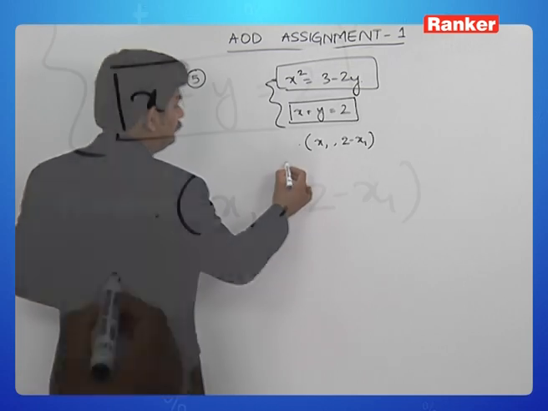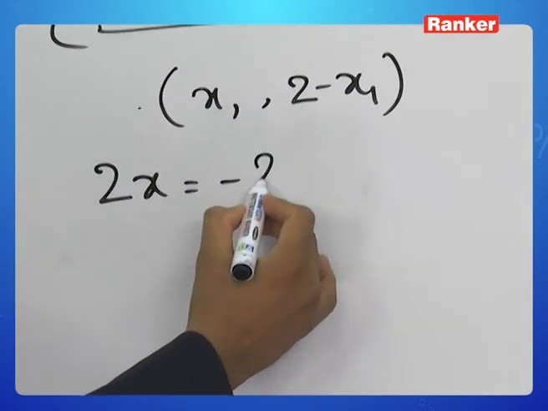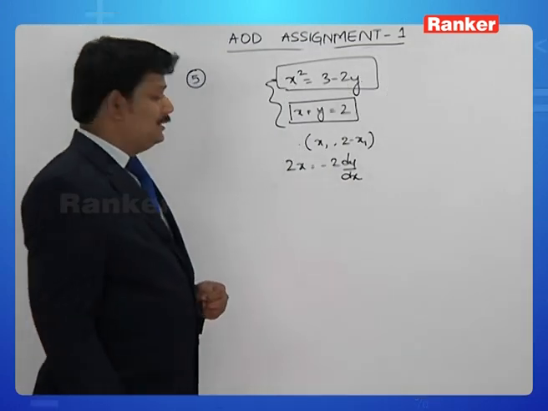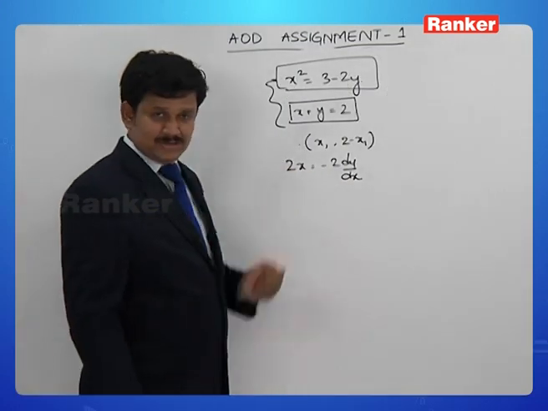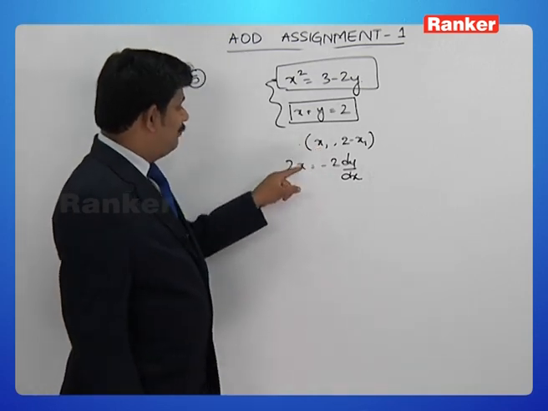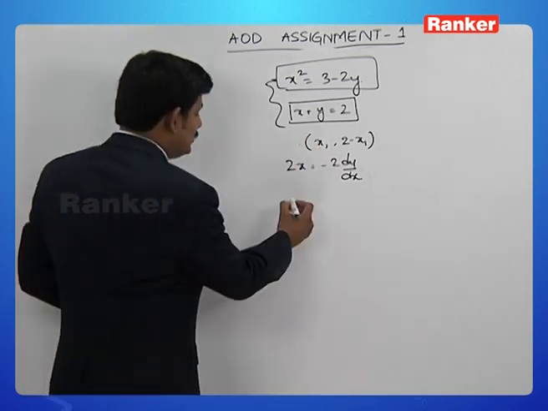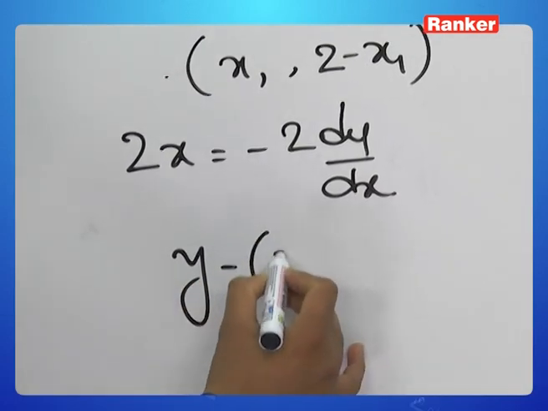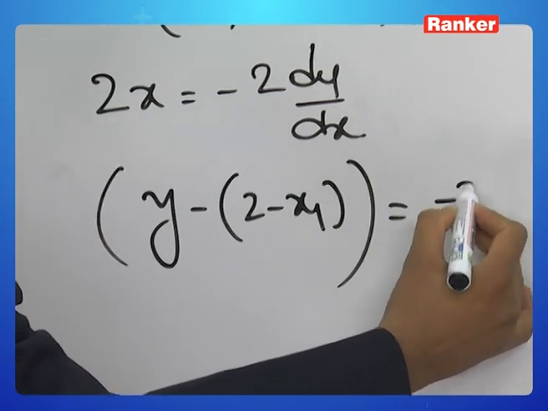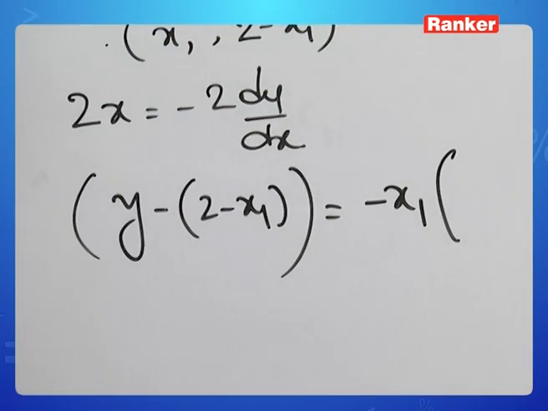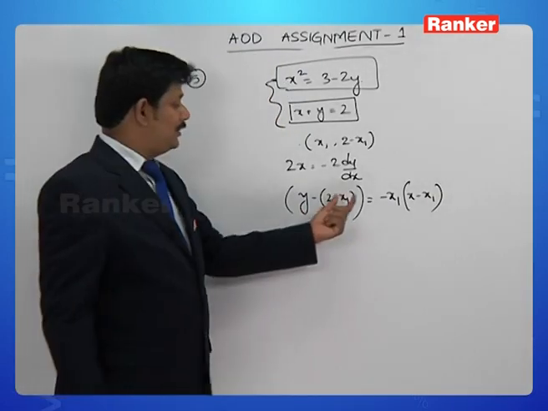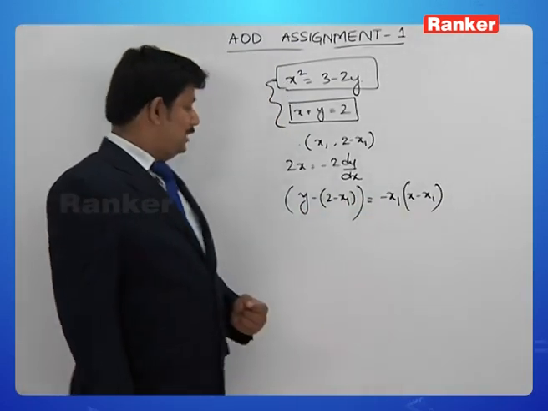Differentiating this, 2x is equal to minus 2 dy by dx, or dy by dx is equal to minus x, and at this particular point dy by dx will be minus x1. So, the equation of the tangent would be y minus (2 minus x1) is equal to minus x1, the slope of the tangent, into x minus x1. Y minus y1 is equal to m into x minus x1.